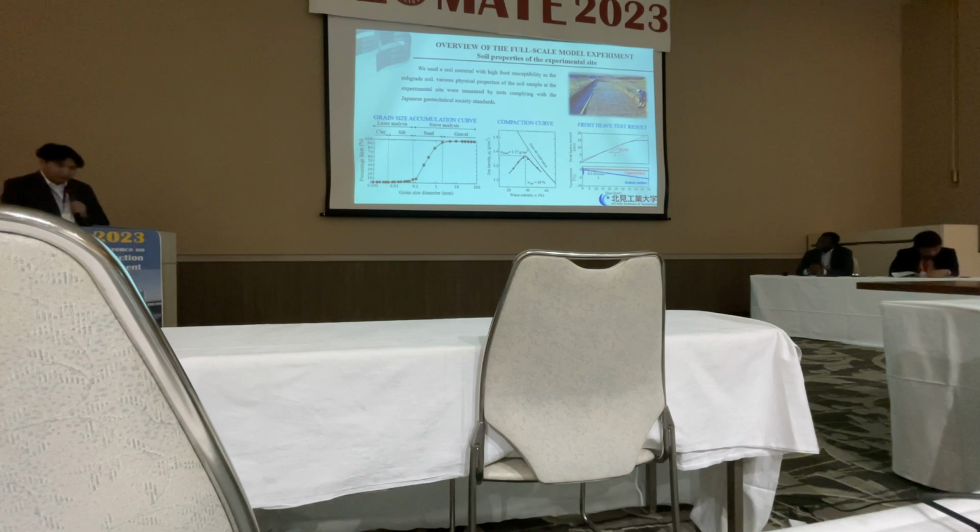So we used the soil material with the high frost susceptibility as the subgrade soil. The first figure shows the grain size accumulation curve of the soil sample. This soil sample is classified as a sand. And the following figure shows the compaction curve of the soil sample obtained by the Japanese standard.